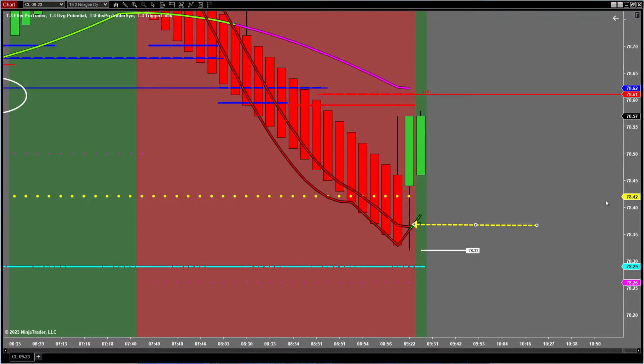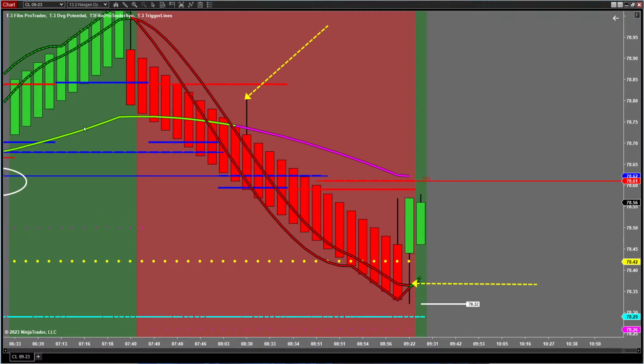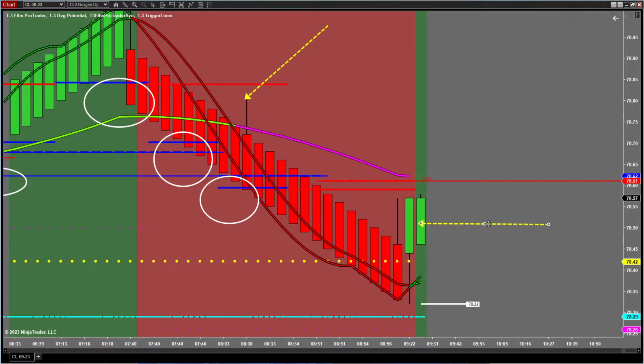And when you look at crude, this is crude oil, you'll notice over here, the bodies of the bars are below the triggers. And then ultimately, as we start to reach down here towards the bottom, you see where the bodies of the bars are?